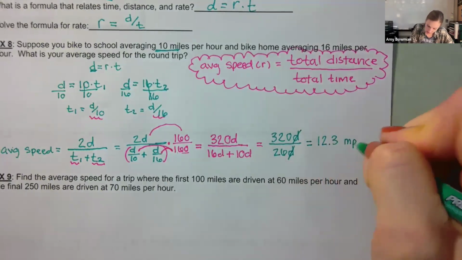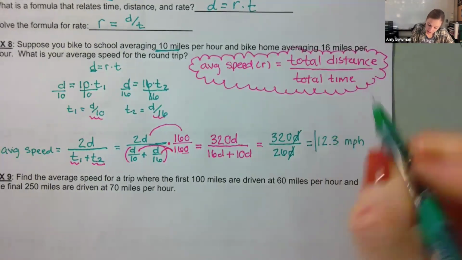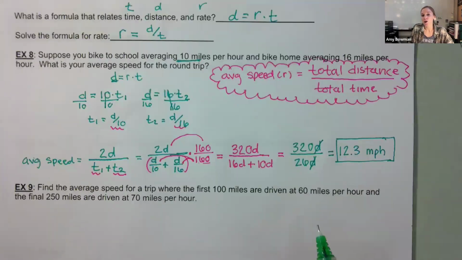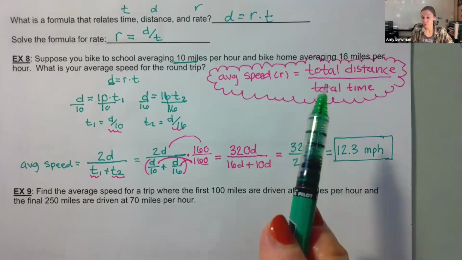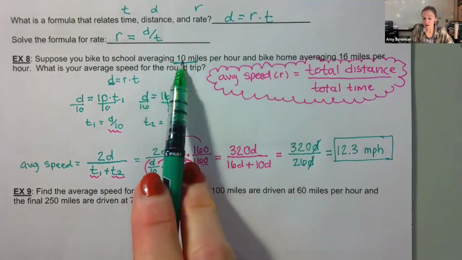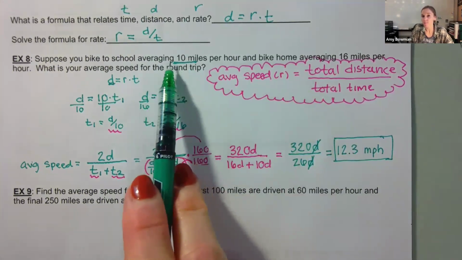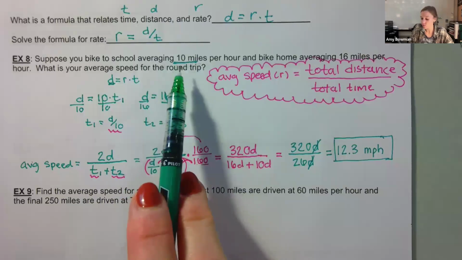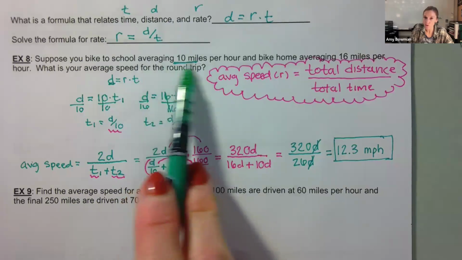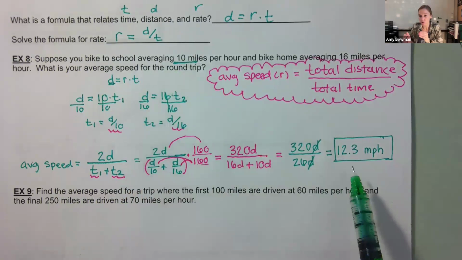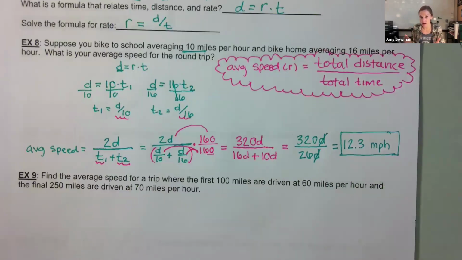And I'm going to go back to what I said in the beginning of this problem. It is not as simple as just taking the arithmetic average of 16 and 10, which is 13. We remember if you biked at 10 miles an hour on the way to school, you spent more time traveling at that slower speed, which means the average rate will be weighted toward 10. And that's why we see 12.3, which is actually less than the arithmetic average of 13.